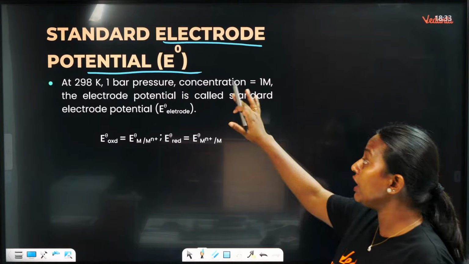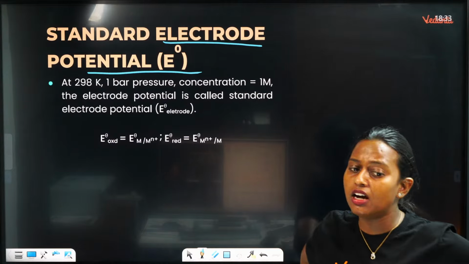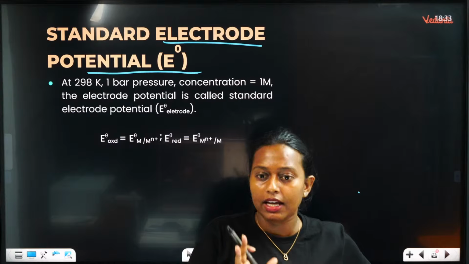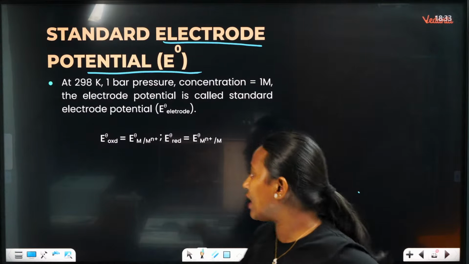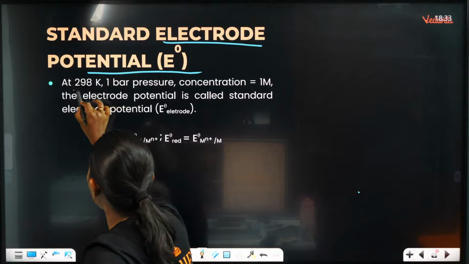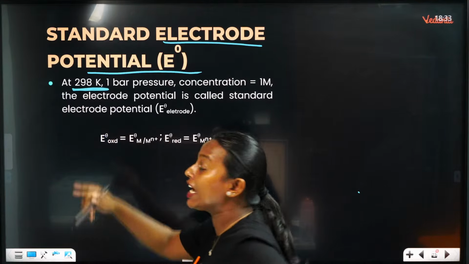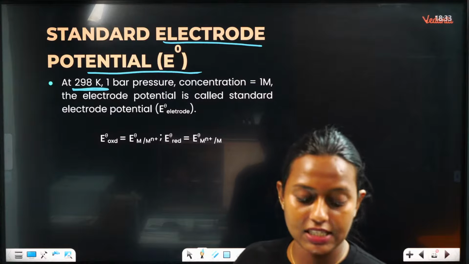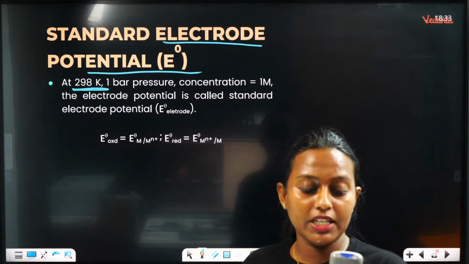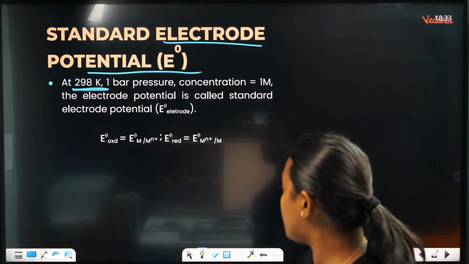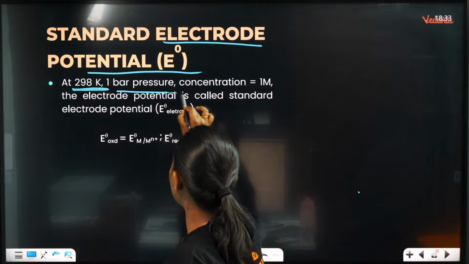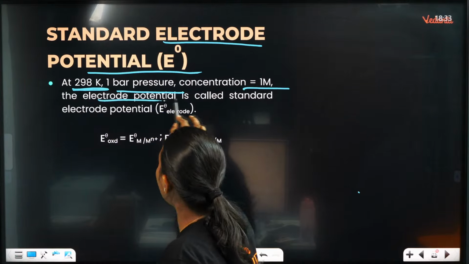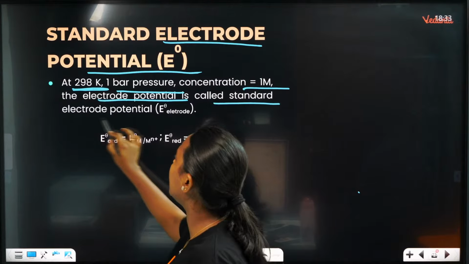Okay, then what is standard? We know that standard conditions are there. Standard electrode means standard conditions are there. Here the standard condition is 298 Kelvin temperature, that is 25 degrees Celsius, and 1 bar pressure, and concentration 1 molar. Then the electrode potential is called standard electrode potential.